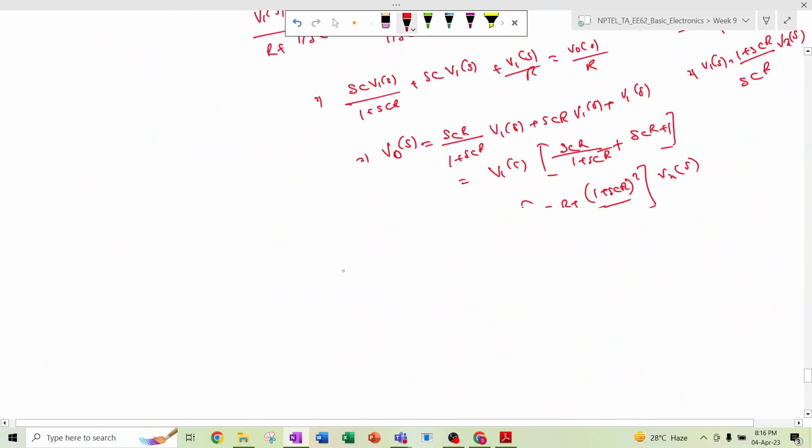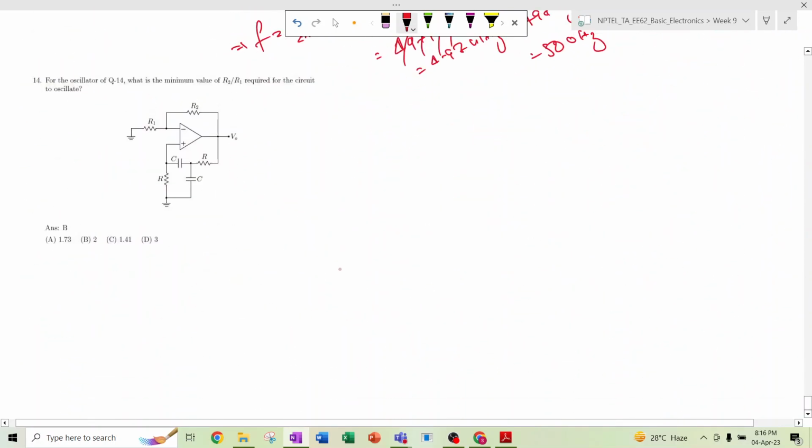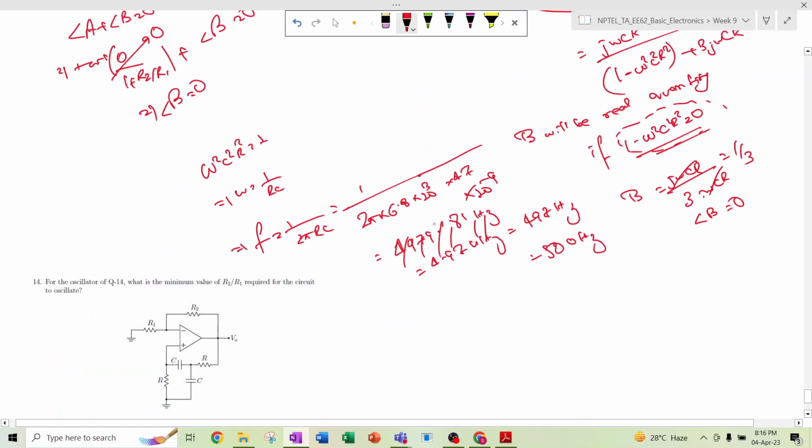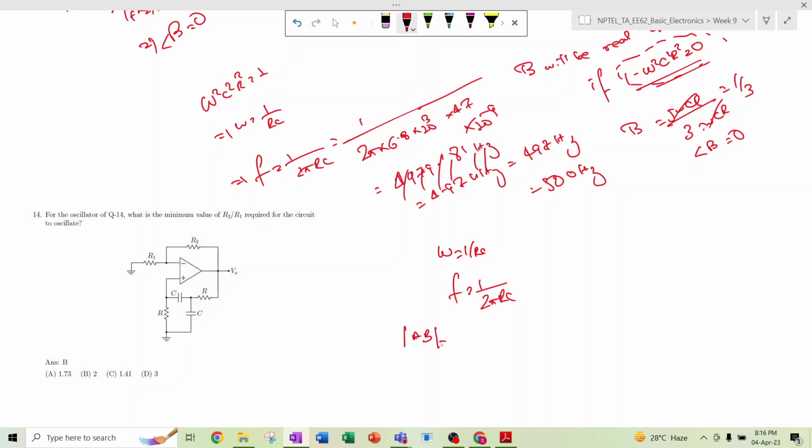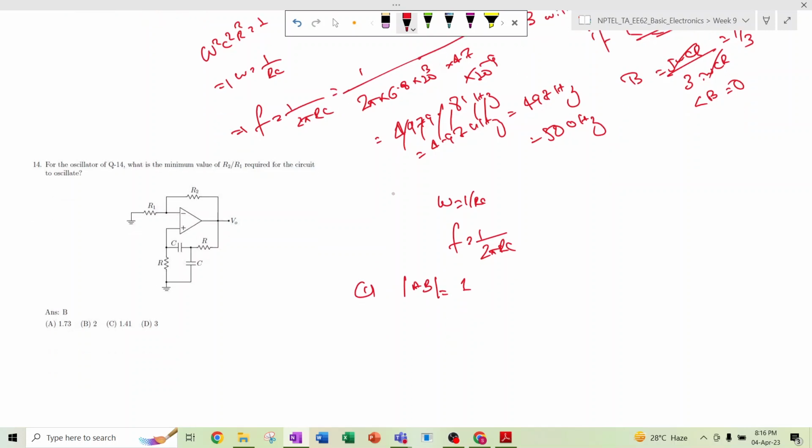Okay. So moving forward to the last question, for the same oscillator, what is the minimum value of R2 by R1 required for the circuit to oscillate? We have found out that to oscillate the circuit, omega should be equal to 1 divided by RC, or frequency will be 1 divided by 2 pi RC. Then according to the Barkhausen criteria, mod of AB also needs to be 1.